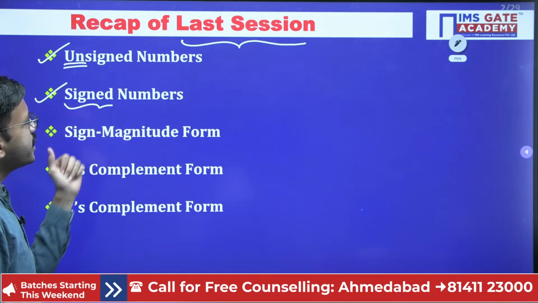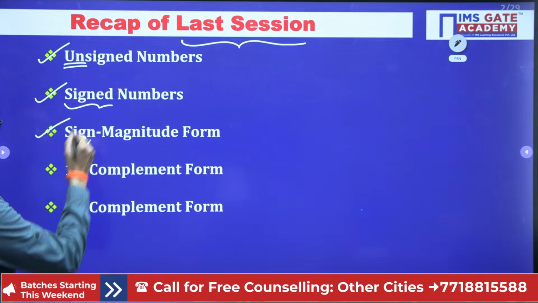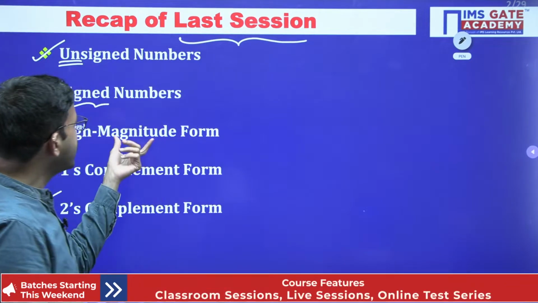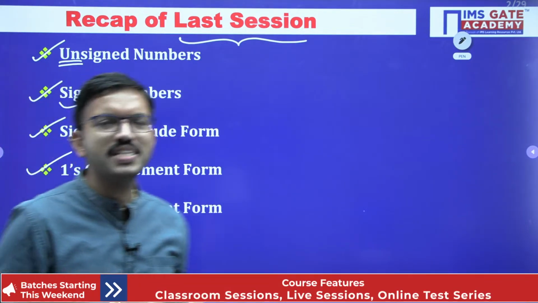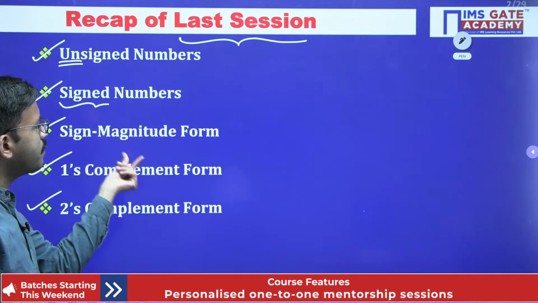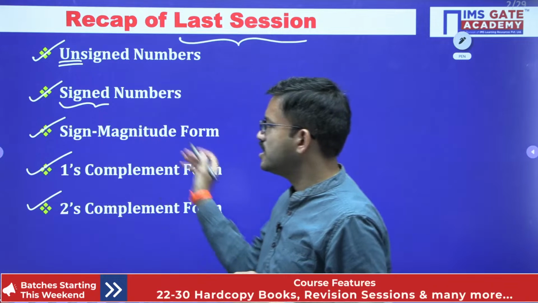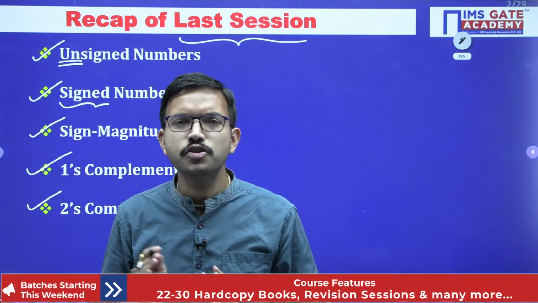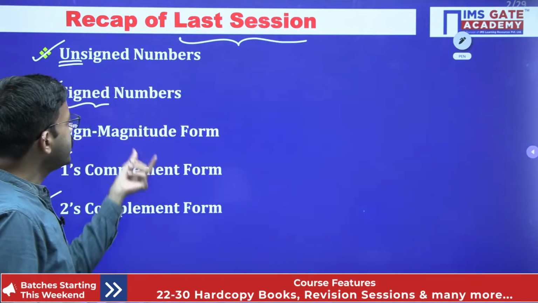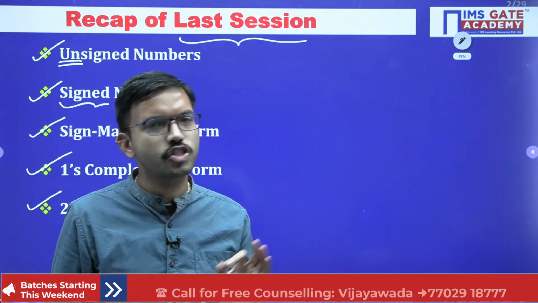Okay. So regarding signed numbers in binary, how to represent? We have 3 forms: sign magnitude form, 1's complement form, and 2's complement form. In the last session, we discussed these 3 forms in detail, how to represent any positive number or any negative number in sign magnitude form, 1's complement form, and 2's complement form. We also discussed a variety of questions regarding these concepts. If any of you couldn't attend the last session, kindly watch it in your free time. We discussed both the conventional approach and the shortcut approach as well.